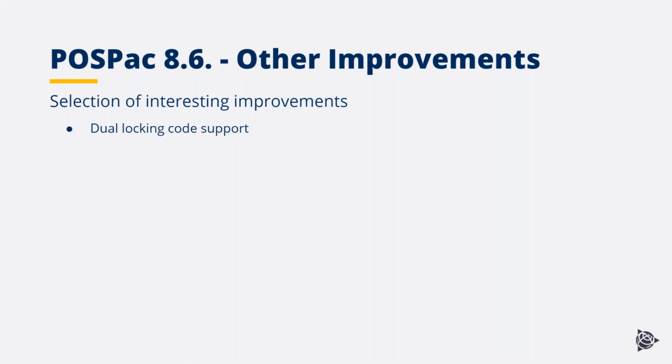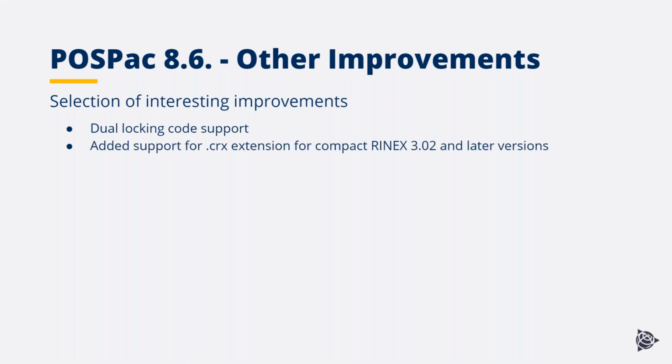Before, POSPac was quite sensitive to changes in the computer and the network, and the locking code might change, and then you have a problem using your license. Now we have two locking codes, so POSPac will better tolerate changes in the computer and network environment. The second small thing, now you can use space station data, for example, in .crx format. It's the compact RINEX format that's now supported.